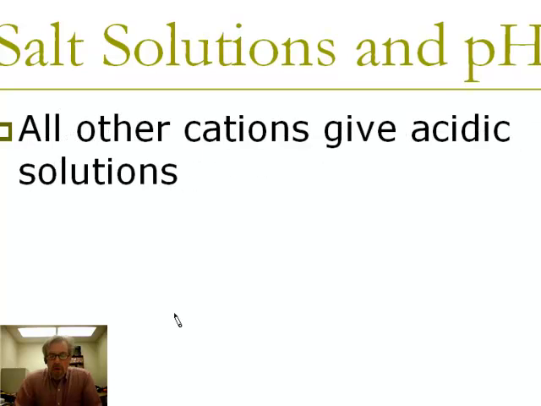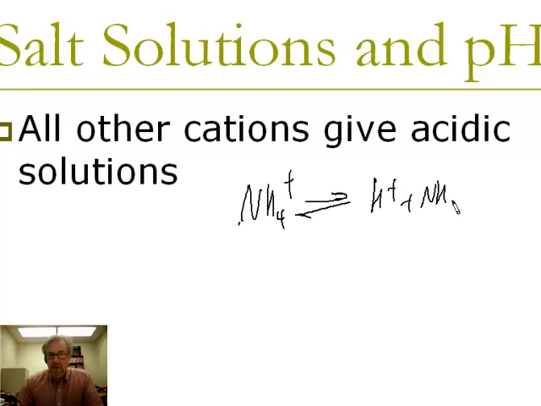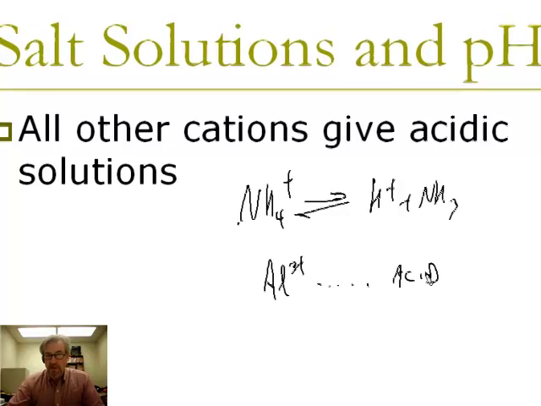All other cations, for one reason or another, give acidic solutions. So we may be talking here about something like ammonium, which would give an acidic solution because it will decompose and give you H plus and ammonia. Or we could be talking also about something like aluminum, which will make that complex with water and eventually create an acid that way. So for cations, there are only two choices. It's either neutral or it's acidic. Neutral if it came from a strong base, acidic if it's anything else.